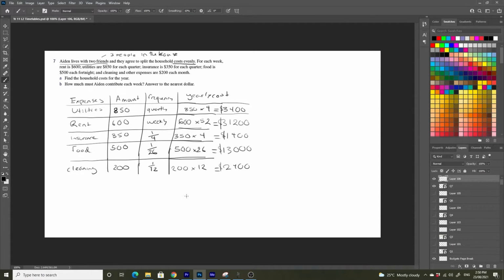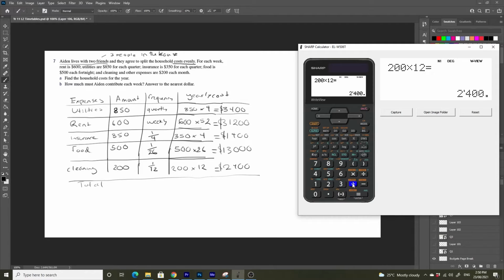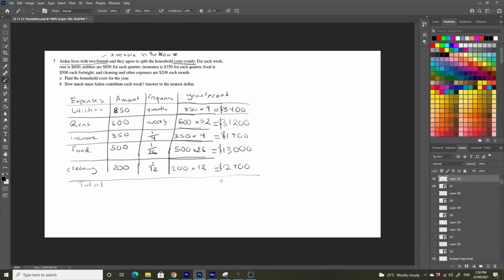So our total costs is going to be the sum of all of these values. 2,400 plus 13,000 plus 1,400 plus 31,200 plus $3,400. $51,400. That's how much it costs for the entire household costs for the year between 3 people.